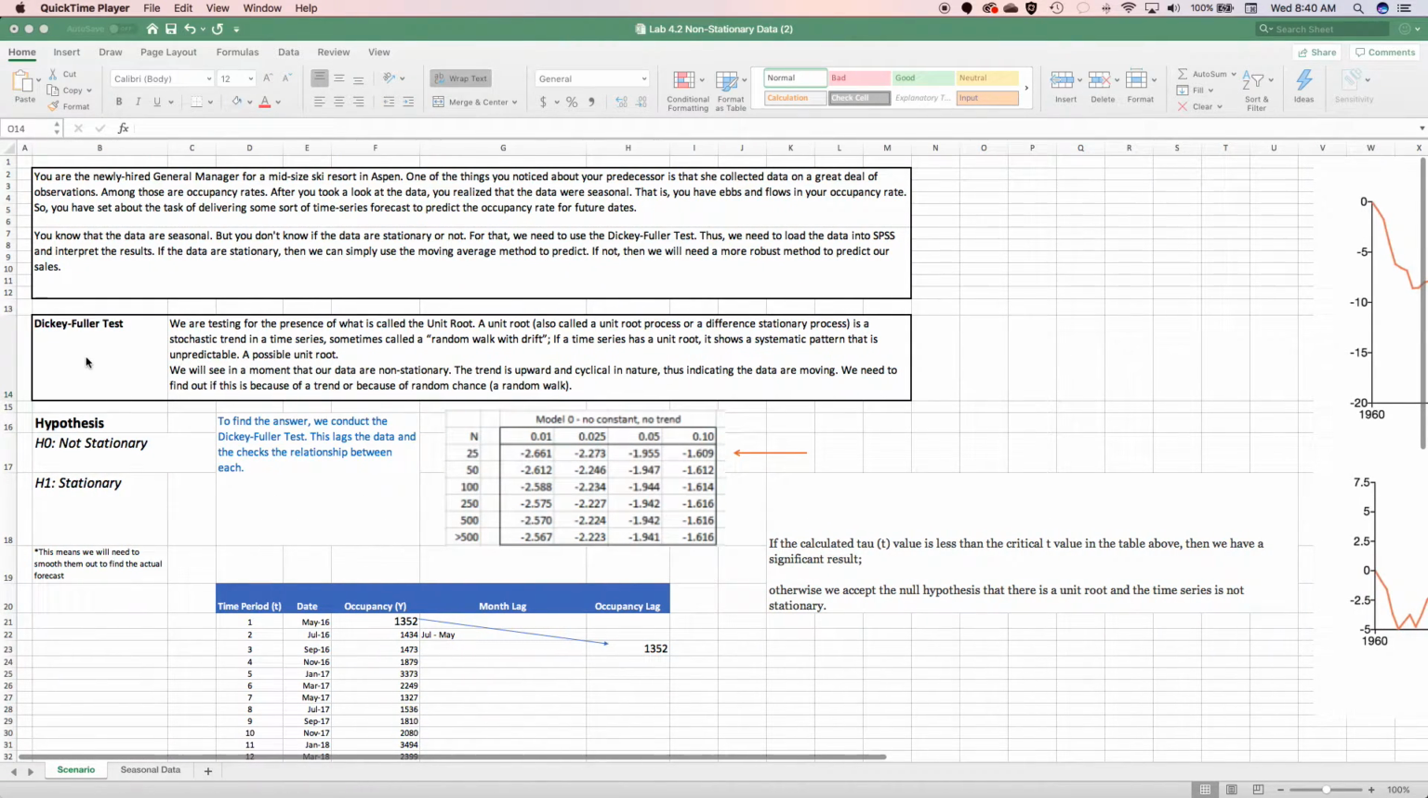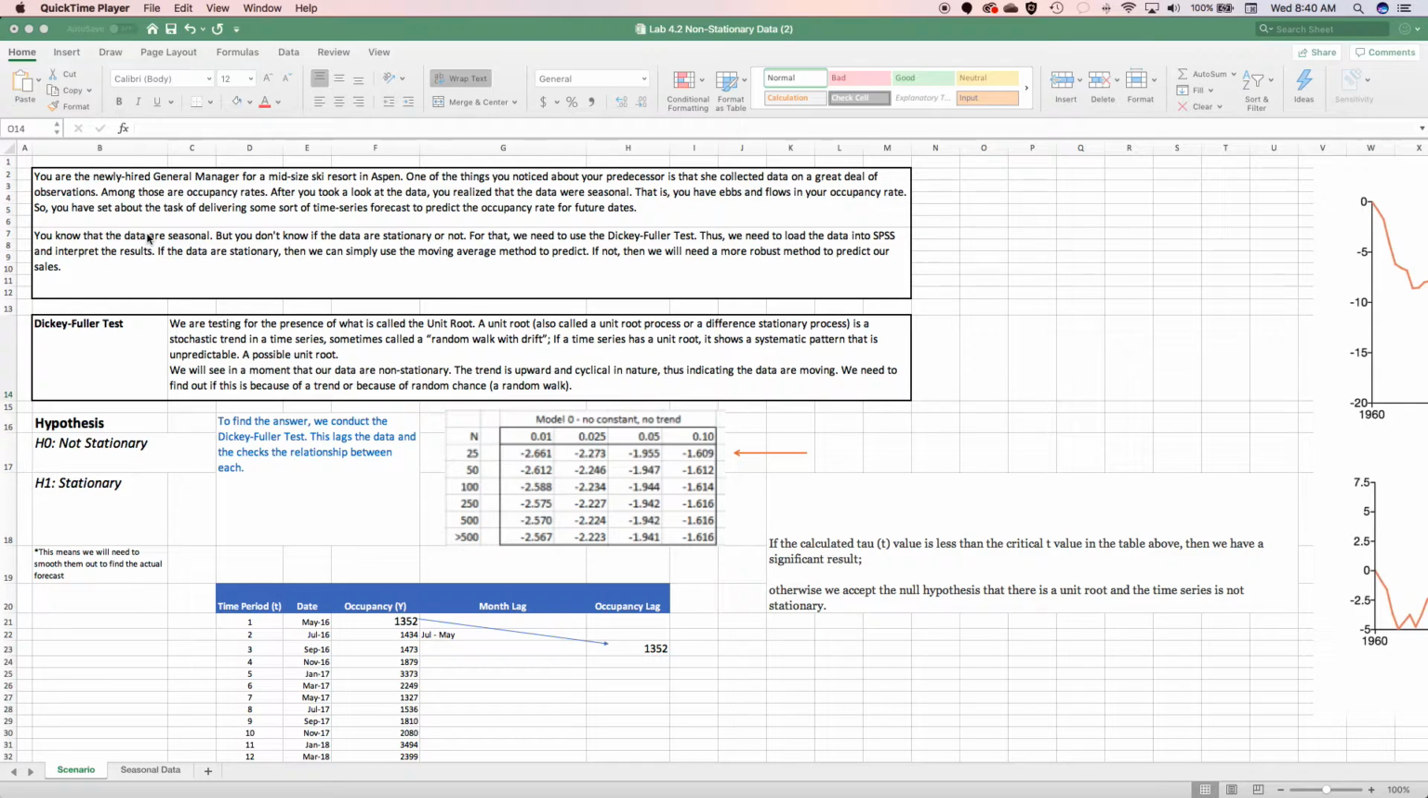So let's look at a scenario. You've been hired as a newly hired general manager for a mid-sized ski resort in Aspen. And Aspen, of course, is very busy during the winter with skiing and so on and so forth. So you notice that your predecessors kept really good data. And so what you want to do is look at the occupancy rates, and you want to decide whether or not those occupancy rates follow some sort of trend or if they've been increasing over time. Now, you know the data are seasonal. You know that they're going to go up in a pattern, up in the winter, down in the summer.